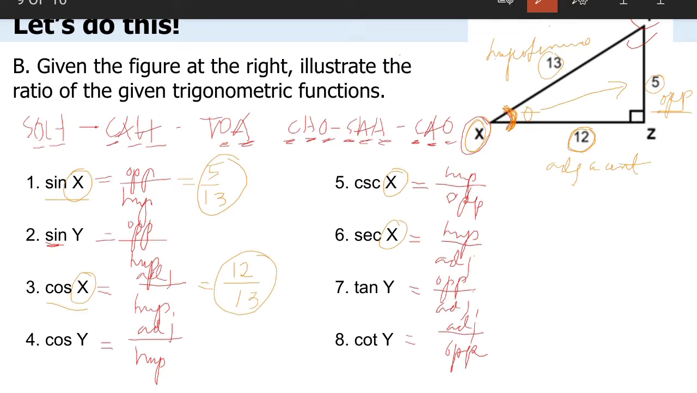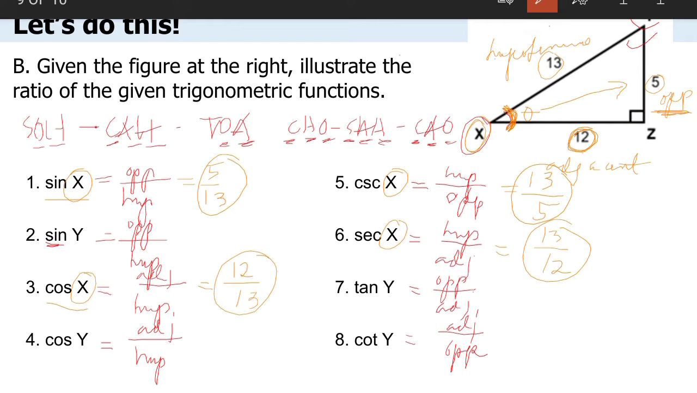So let's go to number 5. Hypotenuse is 13, and the opposite is 5. So your answer here is 13 over 5. Secant x is hypotenuse over adjacent. Hypotenuse is 13 and adjacent is 12. So secant x is 13 over 12. So that is how you illustrate the ratio given a trigonometric function.